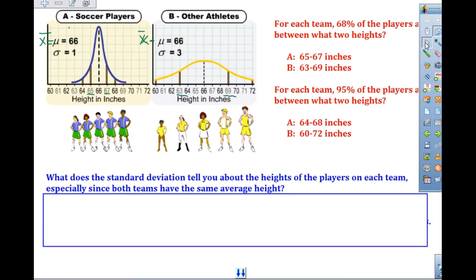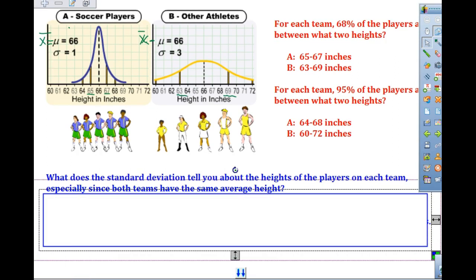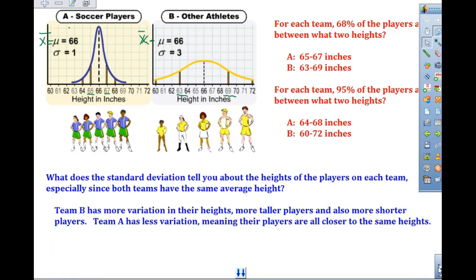And this is what I need for you to make sure you write that. If we look at these 2, Team B has more variation in their height. They are probably going to have more taller players, but they also have shorter players, right? They're kind of spread out in their height. Team A has less variation, meaning that their players are closer to the same height.